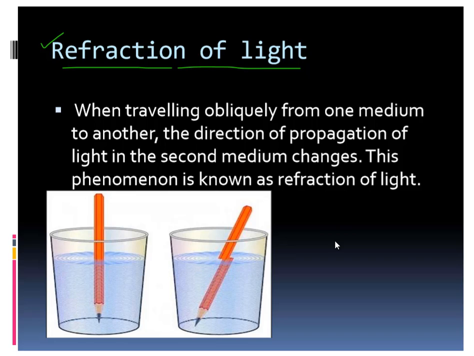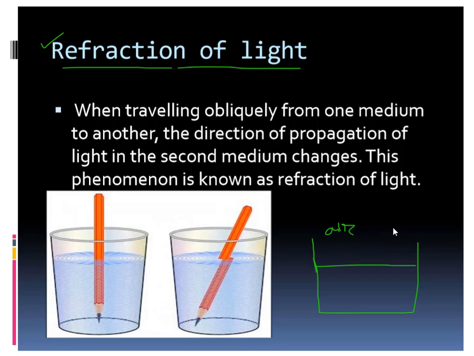Whenever light moves from one transparent medium to another transparent medium having different optical density, it bends. For example, here, suppose this is a bucket of water. This is air above here, this one is air above the bucket of water.